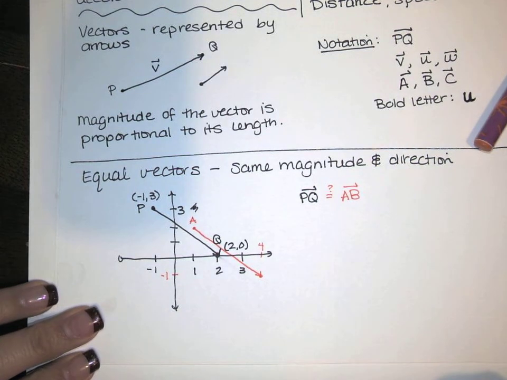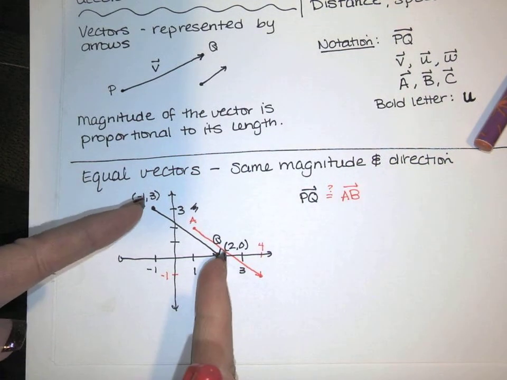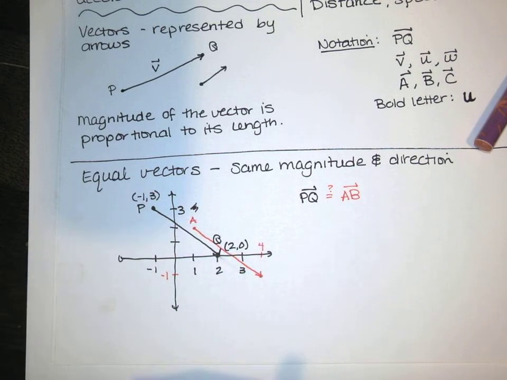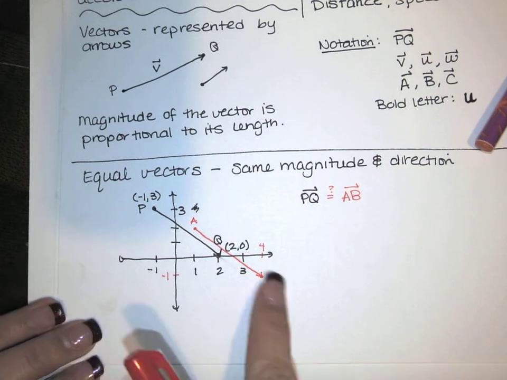Well, do they have the same magnitude? Well, they appear to. That seems to be the right length, and that seems to be the right length. They seem to be the same as each other. They have the same direction. Yeah, they have the same slope, and they seem to be sloping down.